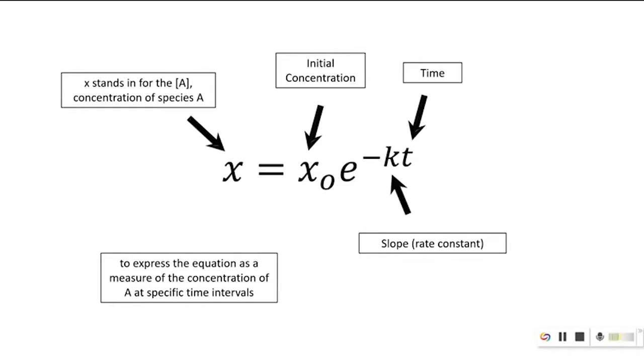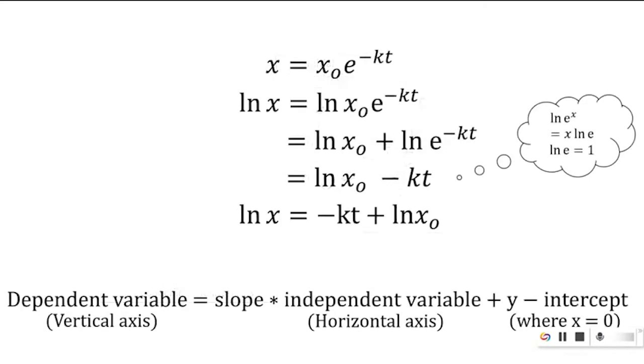Next, we have initial concentration, which is where time, which is another variable of this equation, will be 0, and this will have a value of its own. Then we have k, which is slope or rate constant. To express this equation, it is a measure of the concentration A at a specific time interval. All right, let's start breaking it down a little bit.